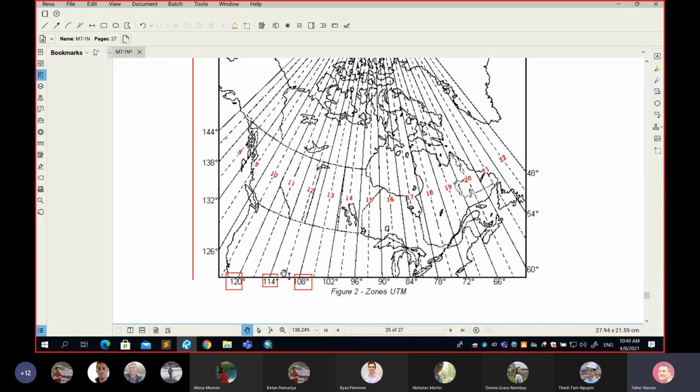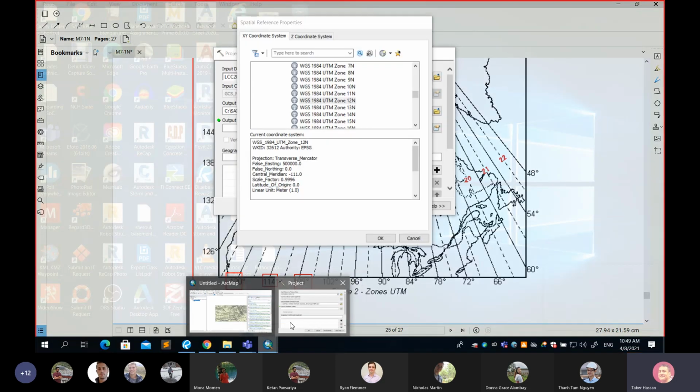Let's go to the slide. Look at zone number 12. It goes from 108 to 114, and what does it mean? The central meridian here is minus 111, so 111 west of the Greenwich meridian. And this matches what you can read here.